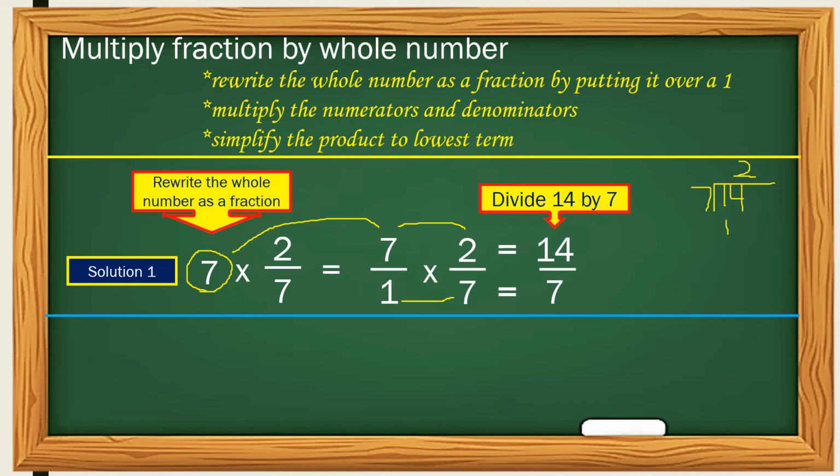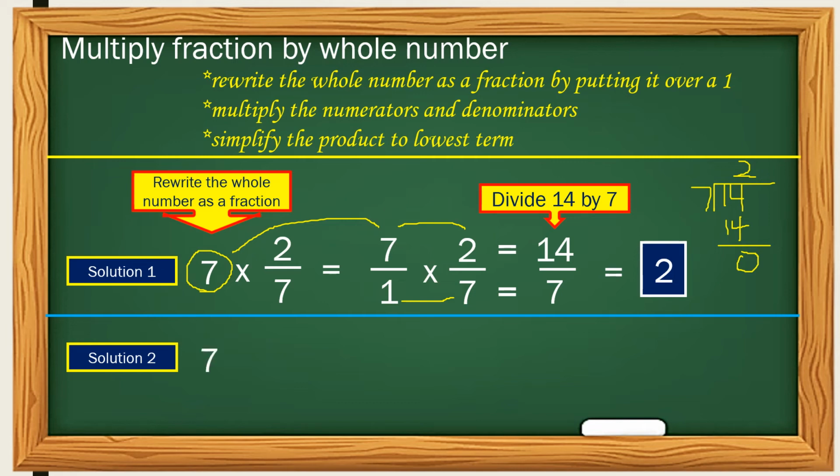2 times 7 is equal to 14 and 0. So, our answer is whole number. So, 14 divided by 7 is equal to 2. Ano naman yung susunod na solution? Ito. Parang shortcut lang siya.